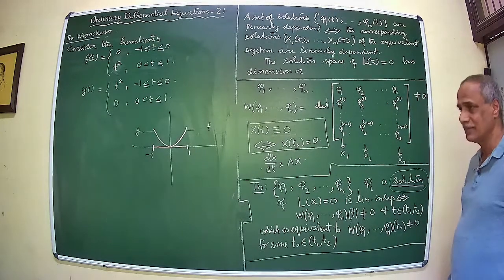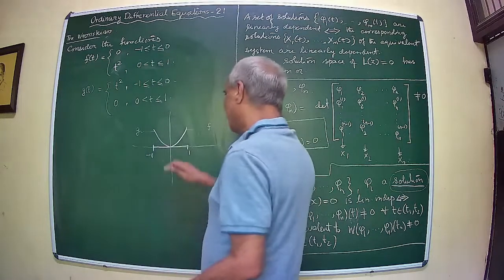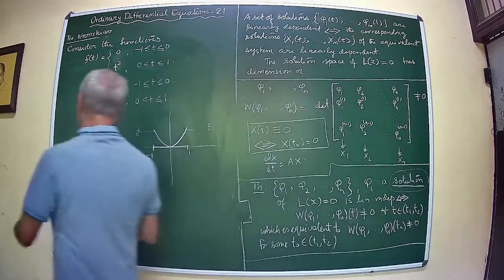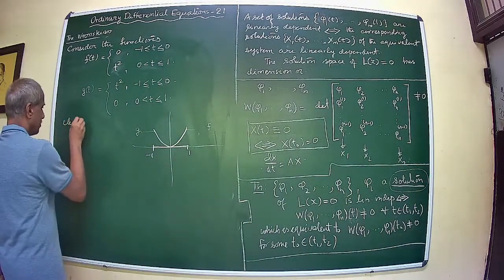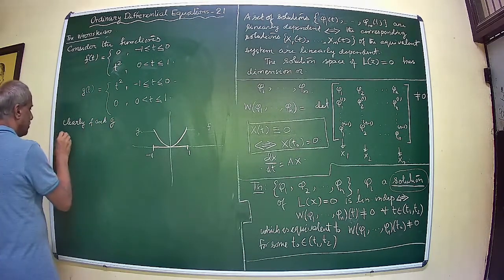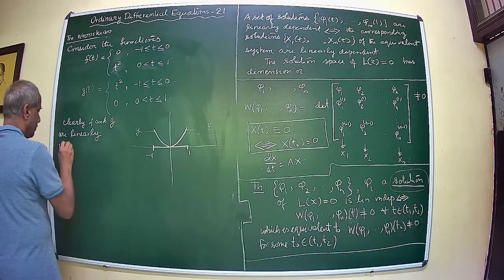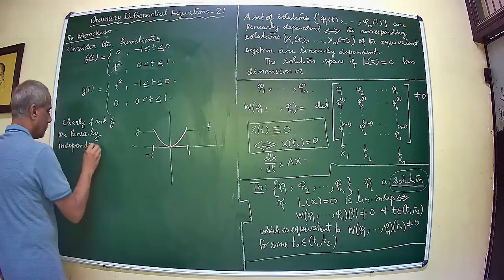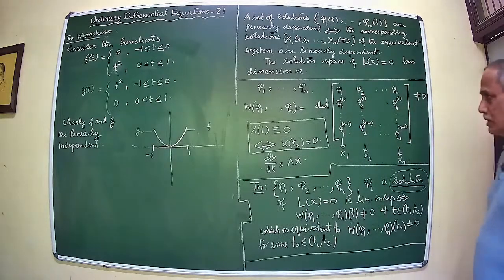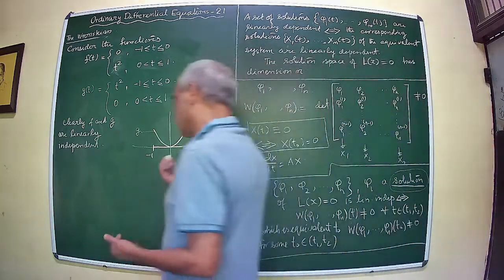Are they linearly independent or dependent? We can easily see that one is not a scalar multiple of the other. So clearly f and g are linearly independent because one is not a scalar multiple of the other. But what about the Wronskian? Let's compute the Wronskian.